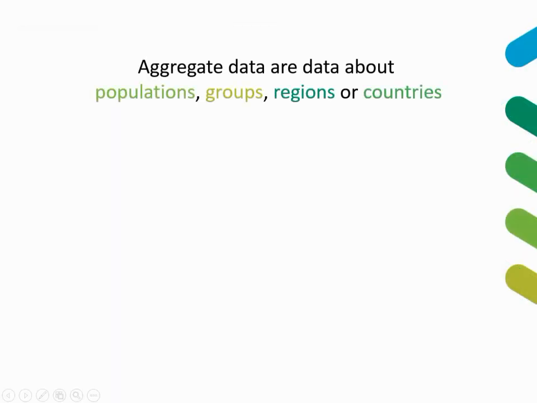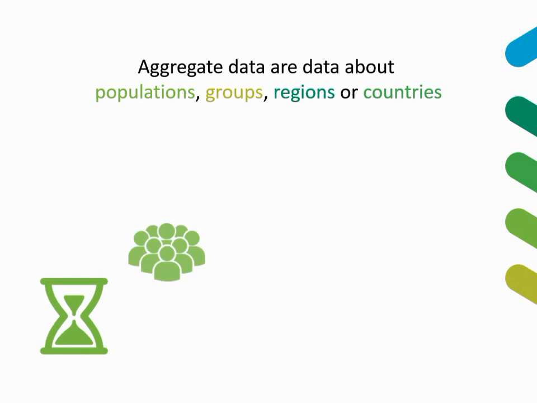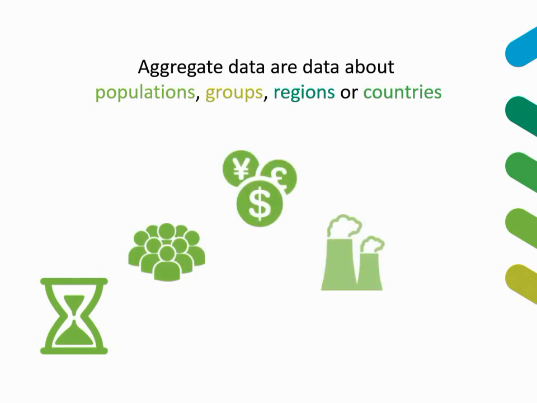Aggregate or macro data are data about populations, groups, regions, or countries. Examples of aggregate indicators are average life expectancy, employment rates, GDP, greenhouse gas emissions, and census headcounts. What all these have in common is that they are produced by combining data from individual units into single counts.